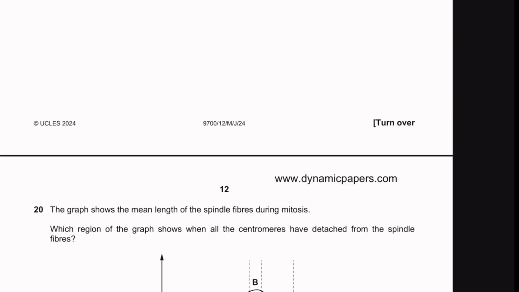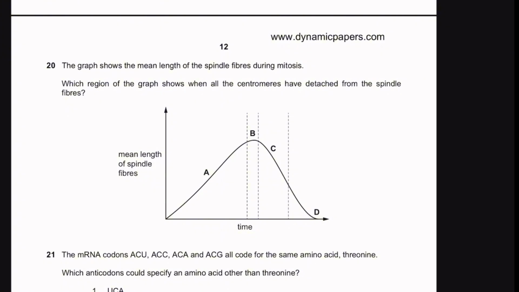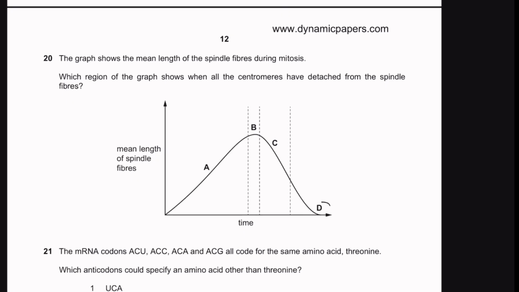Okay. Moving on, the graph shows the mean length of the spindle fibers during mitosis. Which region of the graph shows when all centromeres have detached from the spindle fibers? Okay, mean length when all the centromeres have detached from the spindle fibers. Well, in that case, I would say the length of the spindle is going to be quite low when the centromeres detach from them. So I would say that the length would be at this point D.